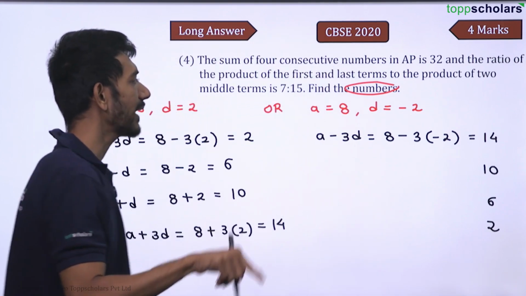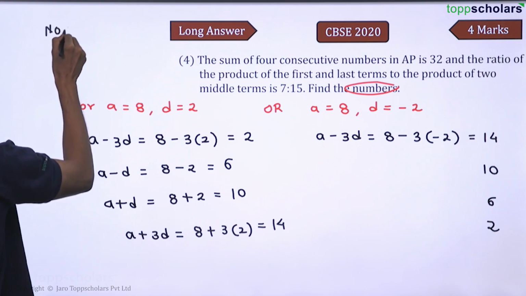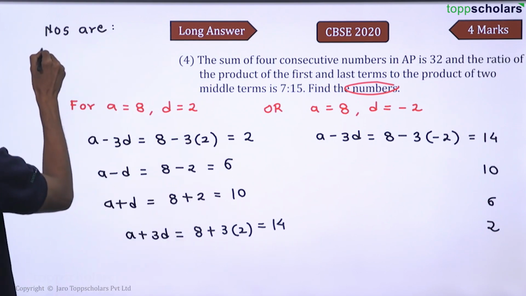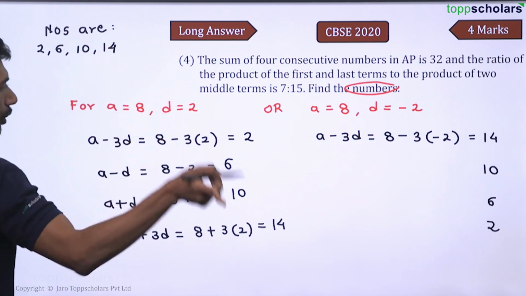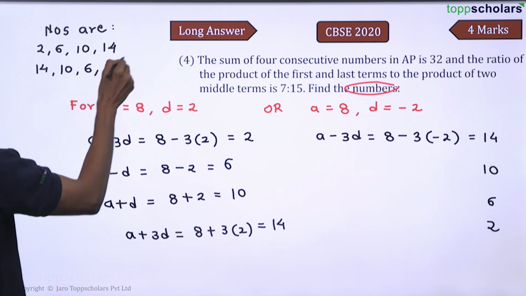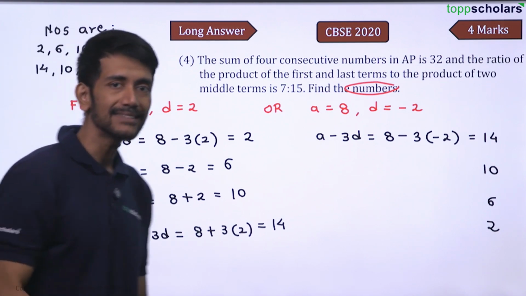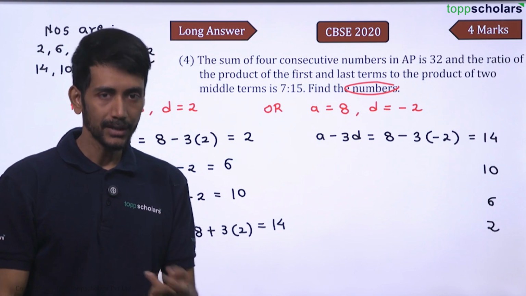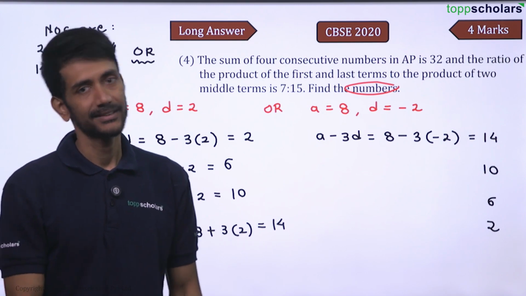So how are you going to write down your final answer? Your final answer is going to be, the numbers are either 2, 6, 10, 14 or 14, 10, 6, 2. So you have to write down "or". You just have to not write down only one series here. Both the answers are the correct answers. So always remember, whenever you get the value of d, if you are getting two values of d, that is positive value and negative value, you have to consider both the values. Both the values are correct values. Clear? Okay.